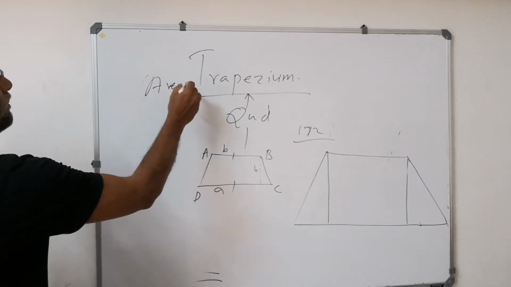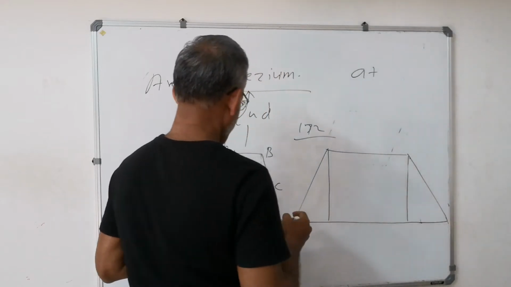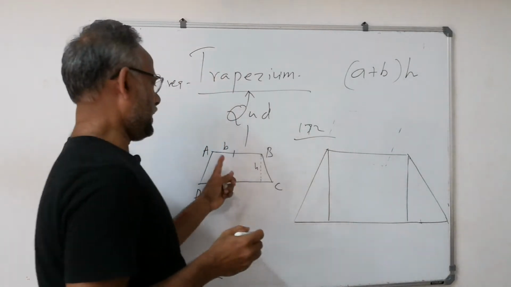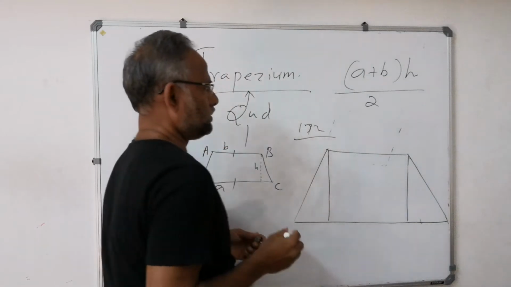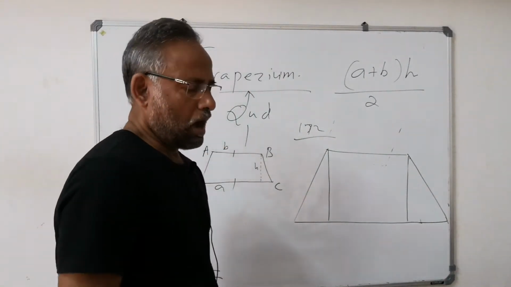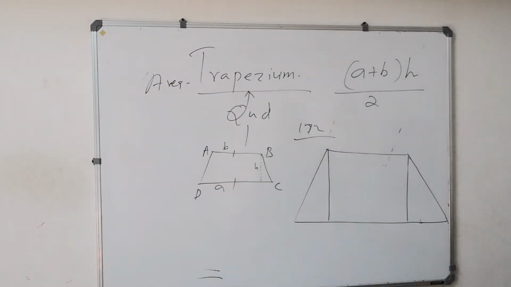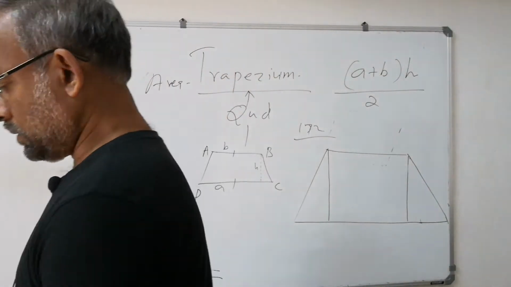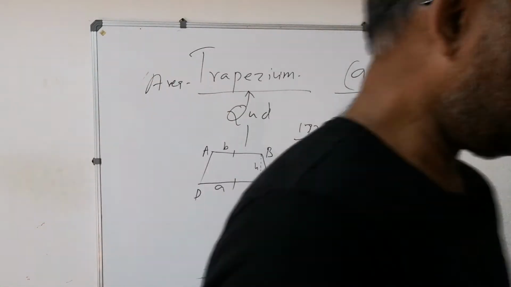Area of trapezium. That means sum of parallel sides means A plus B. Okay. Height, A plus B into H. H is the height, and divided by 2. A plus B into H by 2, or half A plus B into H. That means height into sum of parallel sides divided by 2. Okay.